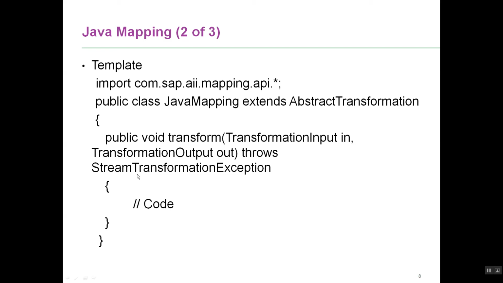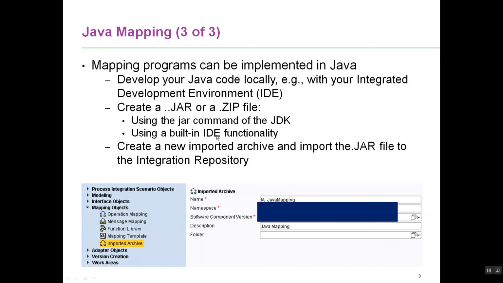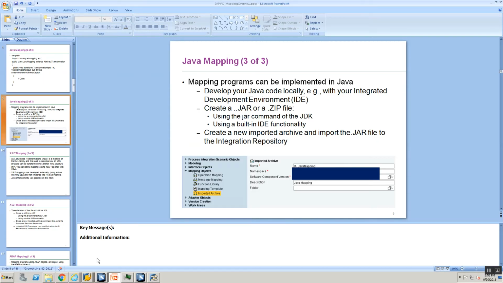So at runtime, PI's Java runtime is going to look for your Java class that extends the abstract transformation, and whatever code is written within the transform method is the entry point for your Java mapping, after which whatever is written gets executed. Okay, so let's get started. Let's see how to write a Java mapping.